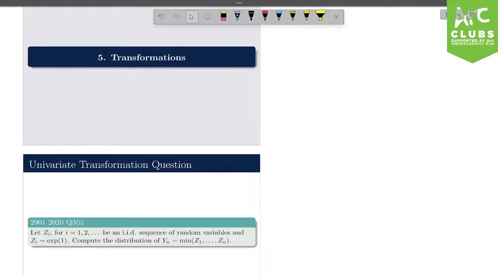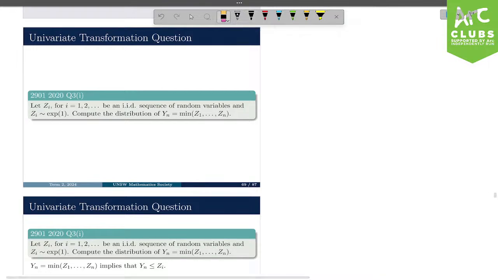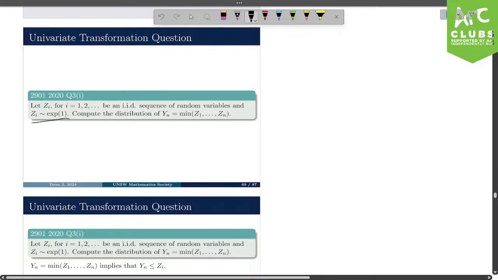All right, so transformations, we have another motivation right here. Our motivation here is for some random variable zi, for i being from 1 till n, let them be identically and independently distributed such that zi is the exponential distribution of 1.